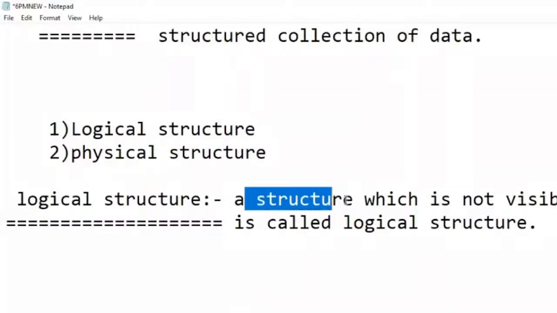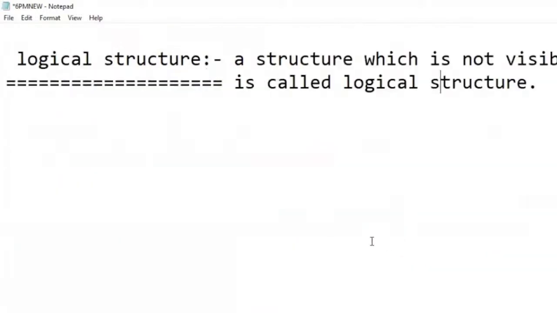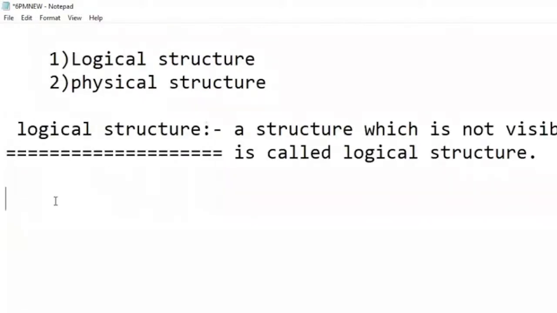That's why a structure which is not visible in the operating system is called a logical structure. But developers work in this logical structure only. Suppose I'm a PL/SQL developer, you're a SQL developer, Java developers, .NET developers, Python developers, ETL developers. These all persons are working in a logical structure.